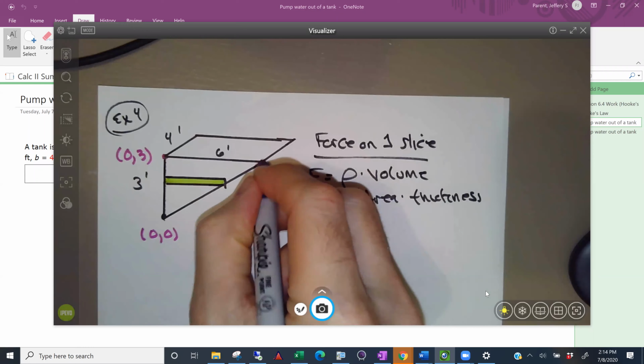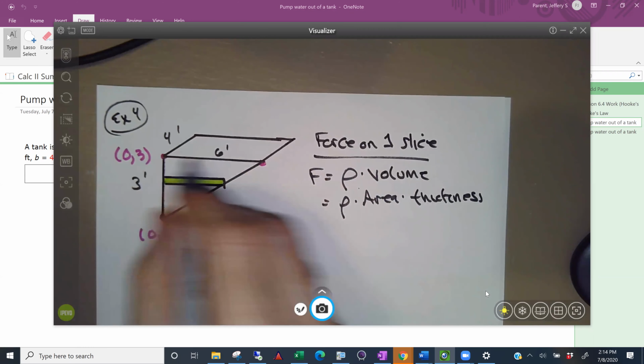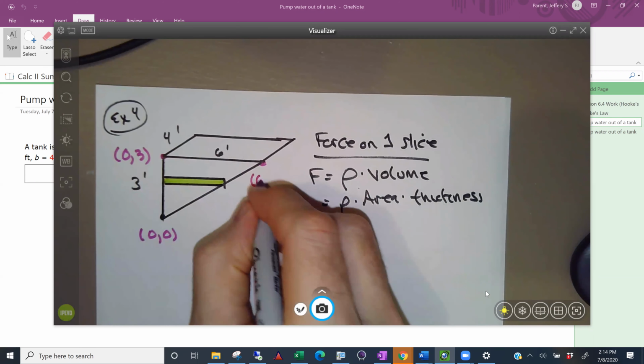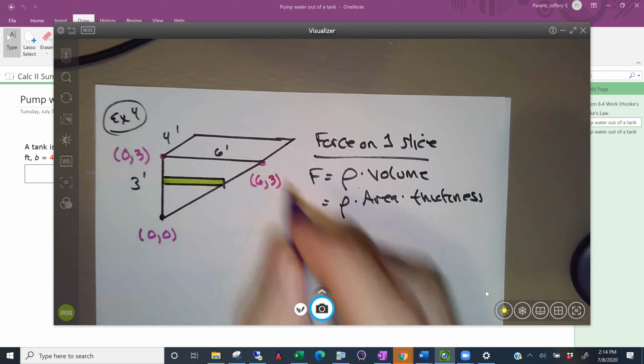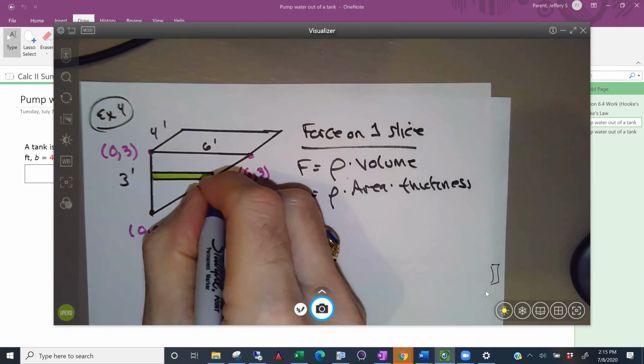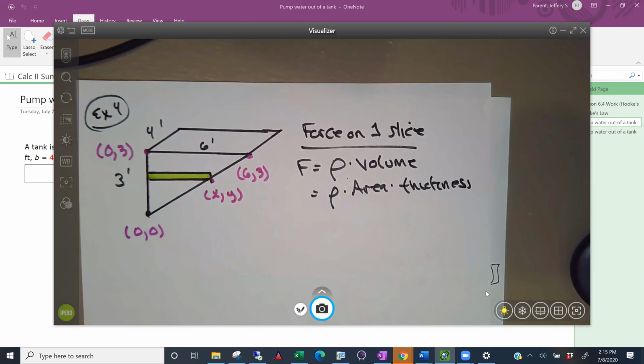Now over here, I also get coordinates. Since I'm at a height of 3, that doesn't change. But what changes is the x coordinate. Now I'm over at 6. So 6 and 3. And this point here in the middle, I'm going to give general coordinates of x and y.